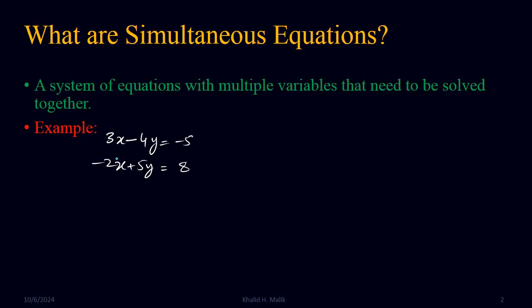If you observe, we have two equations and each equation involves two variables, x and y in the first equation, also x and y in the second equation. So this type of system is called simultaneous equations. In how many ways can we solve this system? We can solve by using substitution method, by using elimination method, but in this video we are going to solve this system using matrix method.